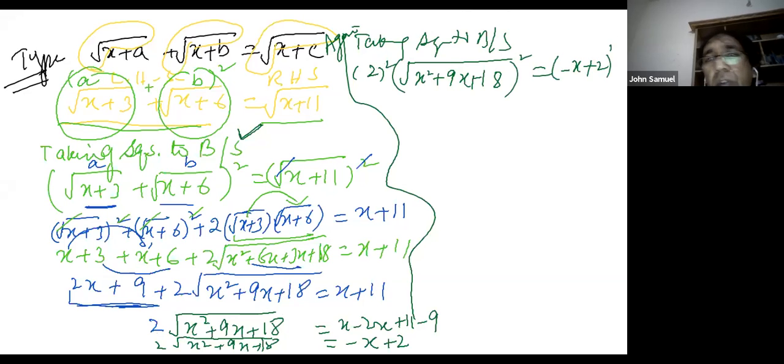I'm doing this accordingly. So square of 2, you better know what to write. Square of 2 is 4 and this will cancel. You will get free from this symbol, this radical sign. It is x square plus 9x plus 18. Hope you are getting it.